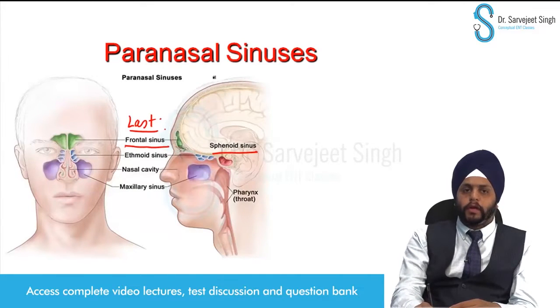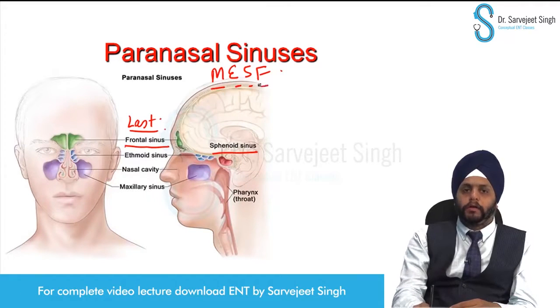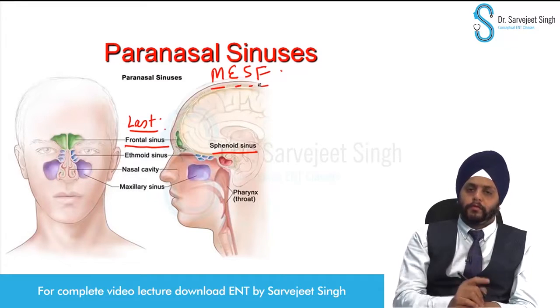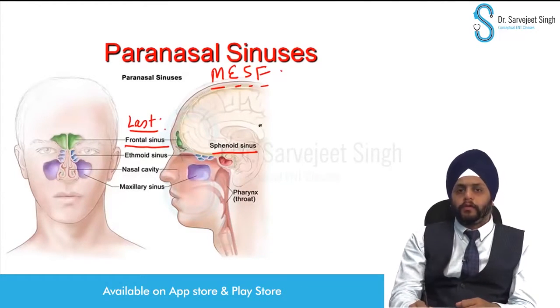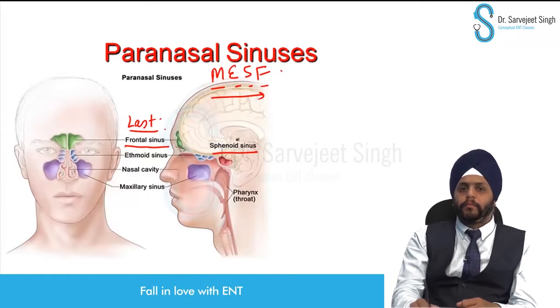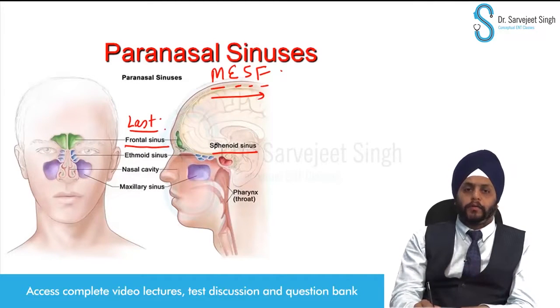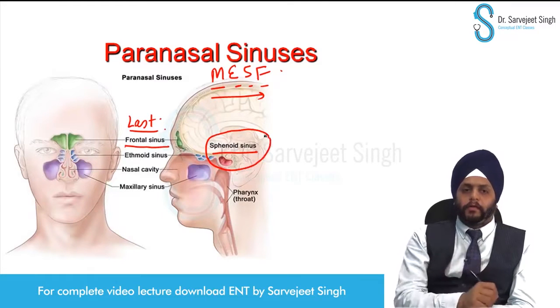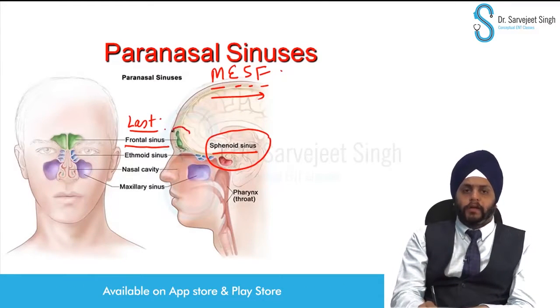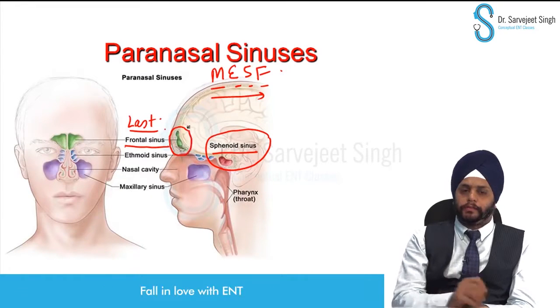So we have a sequence. The sequence is MES: maxillary, ethmoid, sphenoid, frontal. First to develop is the maxillary sinus, last to develop is the frontal sinus. Now look at this diagram. When you look at the diagram, you will see that the sphenoid sinus is quite deep, whereas the frontal sinus is just below the skin.